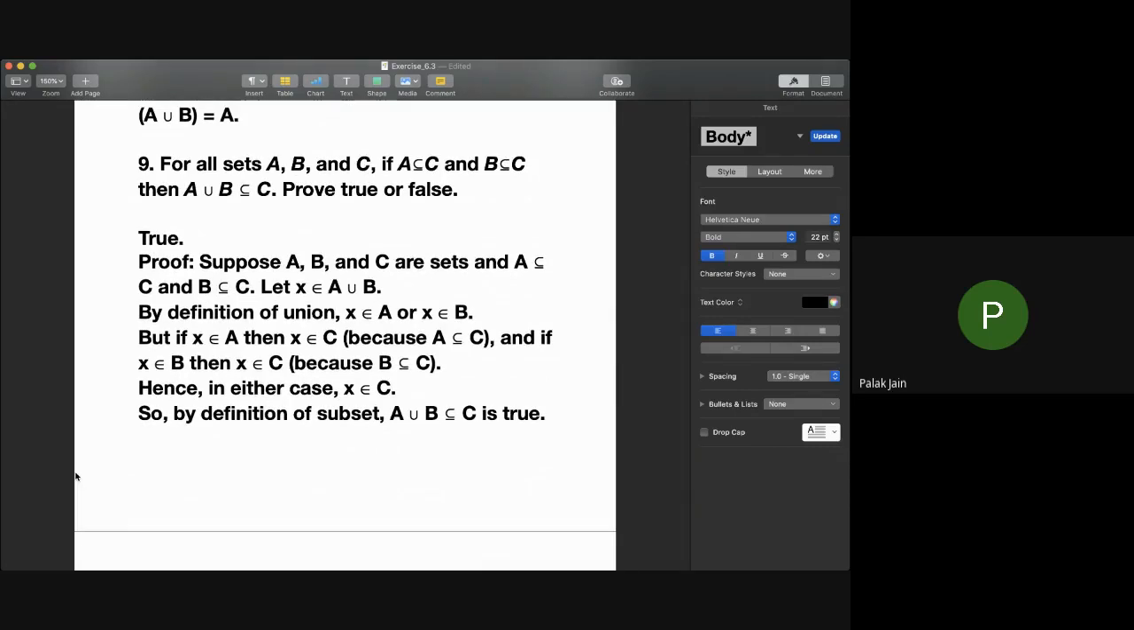Now, by union, you can say that X belongs to A or X belongs to B. But when X belongs to A, then X also belongs to C because A is a subset of C. And if X belongs to B, then X belongs to C because B is a subset of C as well. So in both cases, X belongs to C either way. And by this definition, you can see that A union B is a subset of C. This statement is true.